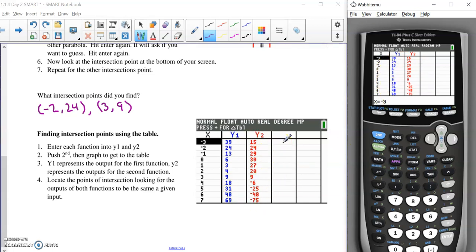And what we're trying to find is intersection points. So if you're looking for a point of intersection, you're thinking, okay, where are these graphs the same? Right? This is the output for the first function, this blue one, and then this is the output for the second function. So if we look at our options here, we'll see that here at x equals -2, both of our functions have an output of 24.